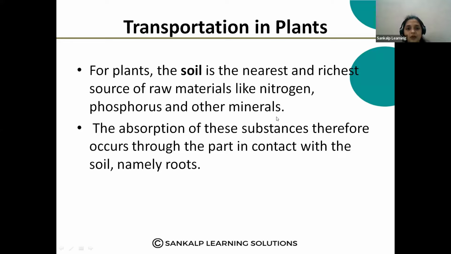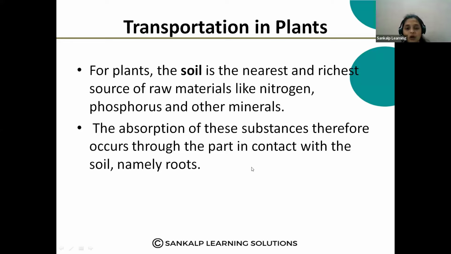For plants, soil is the nearest and the richest source of material. What does it contain? Soil contains nitrogen, phosphorus and other minerals, and very essential, water is also present in the soil. But how are this water and other minerals transported into the plant's body, and how are they transported to the leaves?